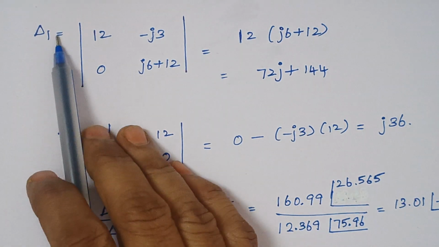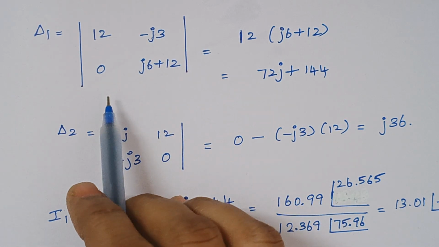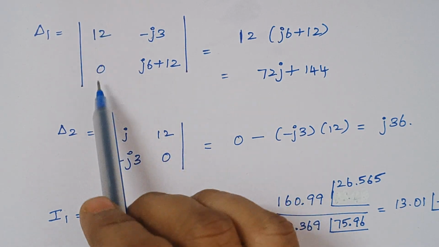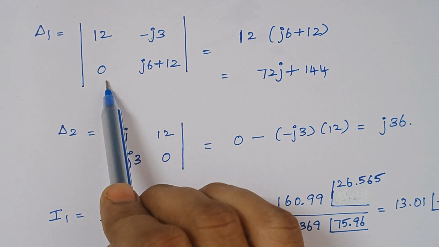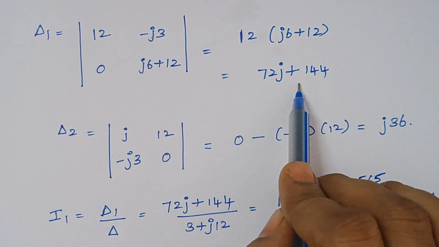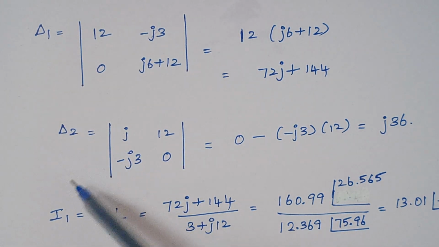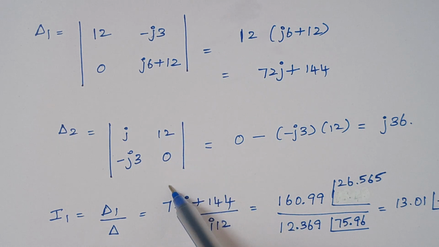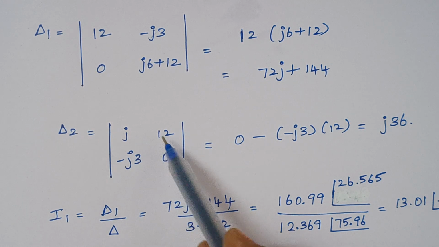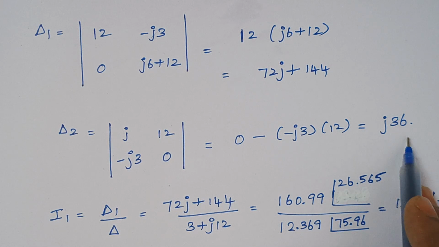The next thing is to find the values of del 1 and del 2. To find del 1, you replace the first column by the source voltages. Finally the value of del 1 is 72j plus 144. Now the next thing is finding del 2. Again you replace the second column by the source values, calculate, and the value of del 2 is j36.